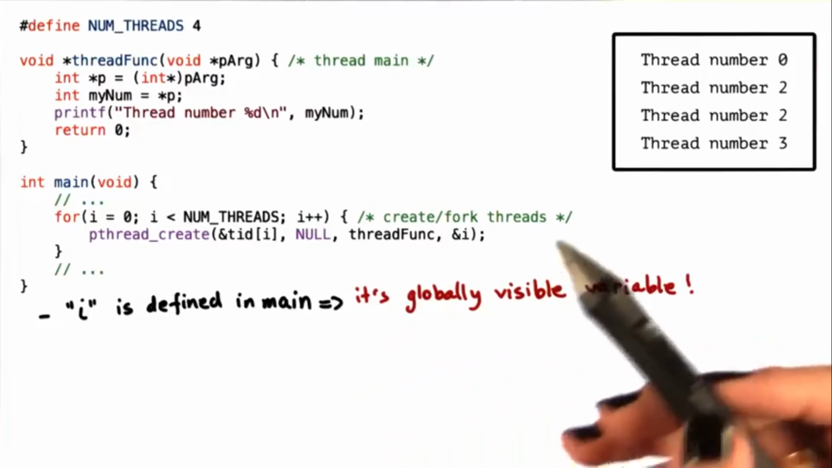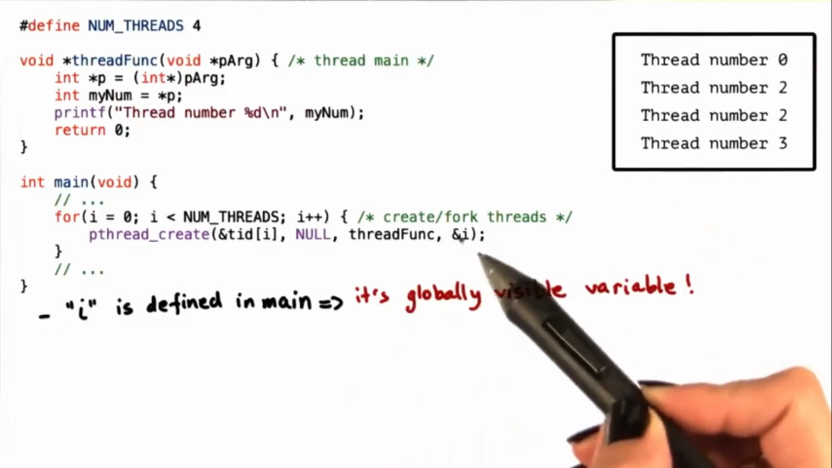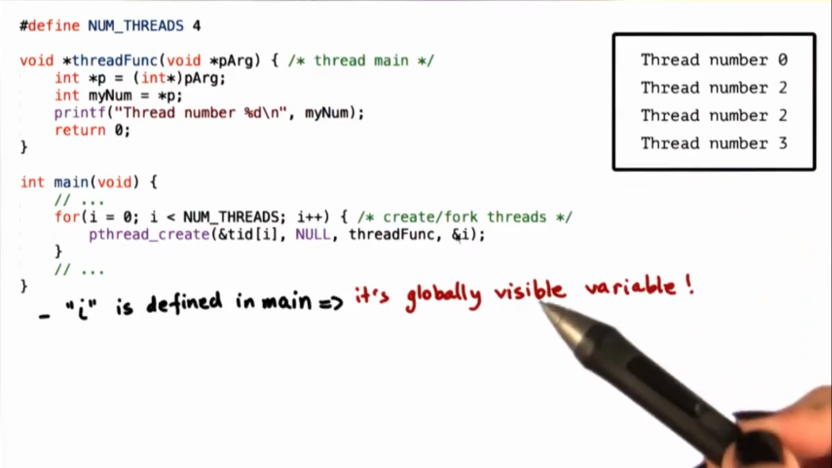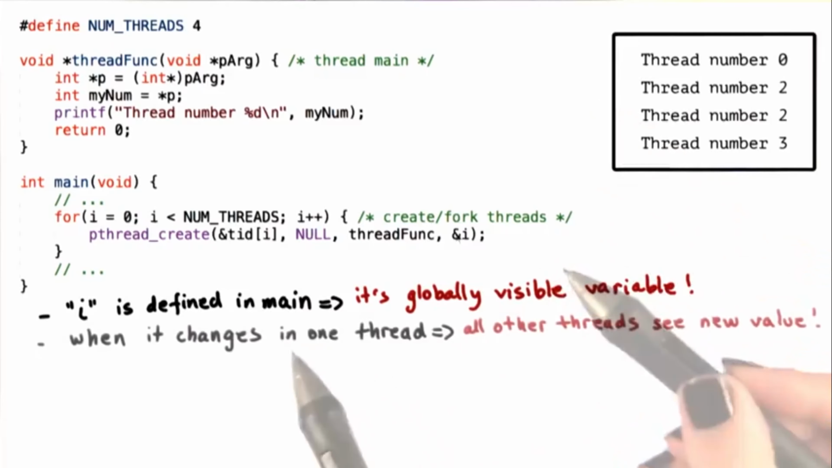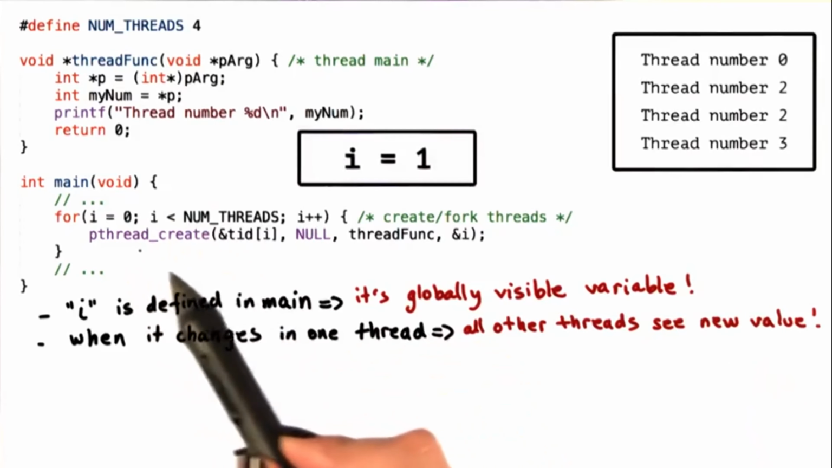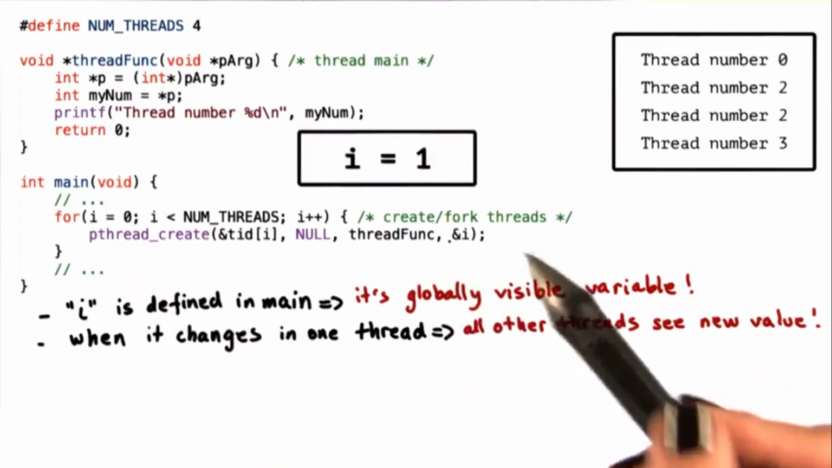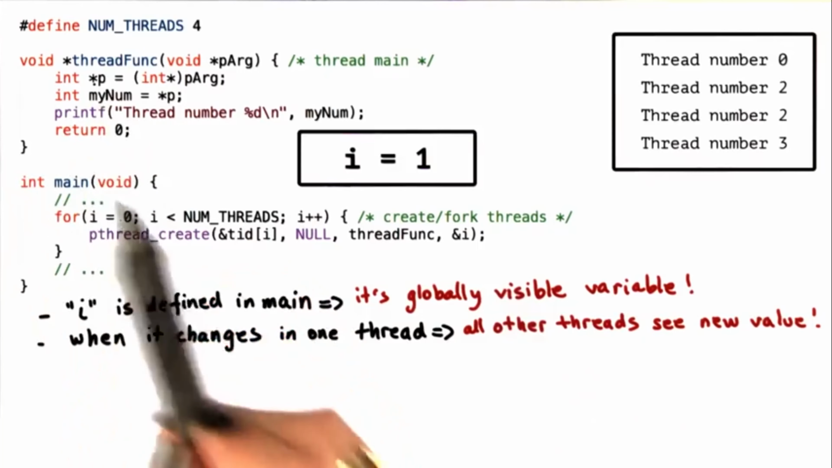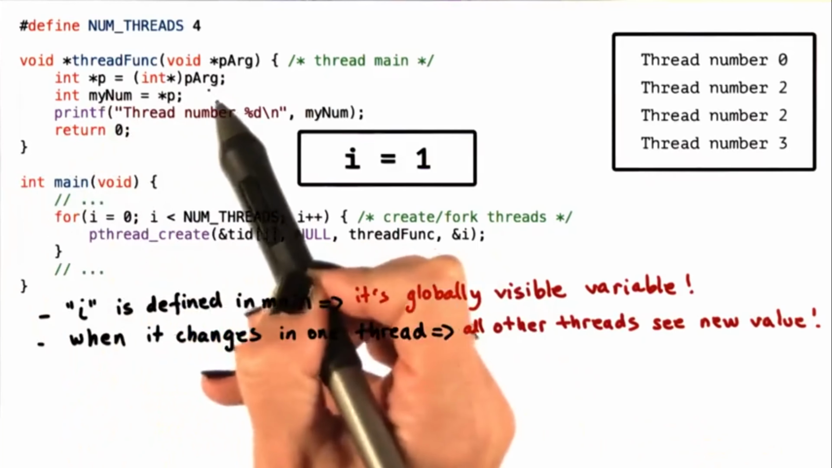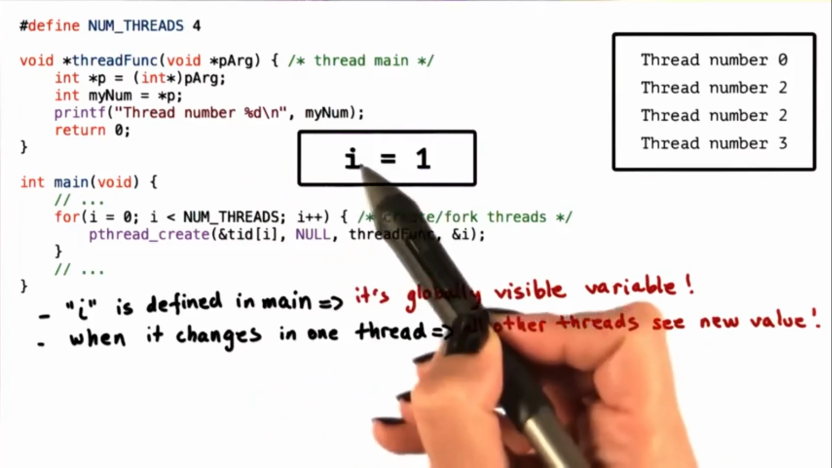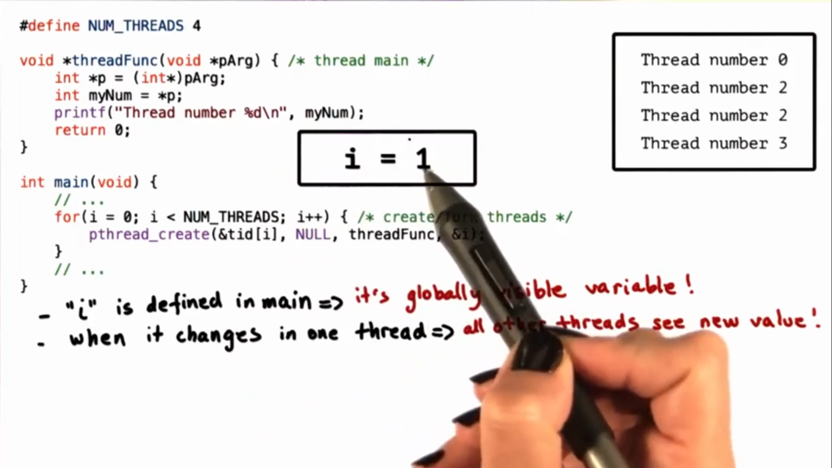From the previous quiz, the problem is that the variable i that's used in this thread creation operation is a globally visible variable that's defined in main. When its value changes in one thread, every one of the other threads will see the new value. In this particular case, the second thread was created in pthread_create with i equal 1. In the thread function, p will become equivalent to the address of i, and mynum will then become equivalent to the actual value of i, so that's presumably 1.